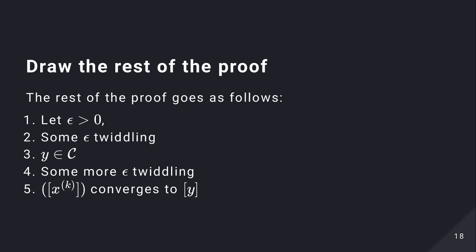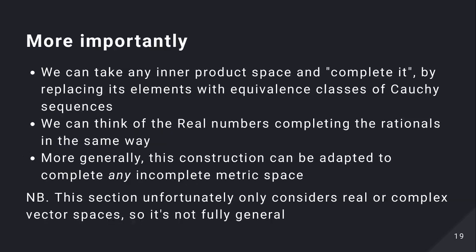So if you're curious, I invite you to read the one from the book, and maybe work it out on paper, because it's confusing. But really the main takeaway from this part is that we can take any inner product space and complete it by replacing its elements with equivalence classes of Cauchy sequences.